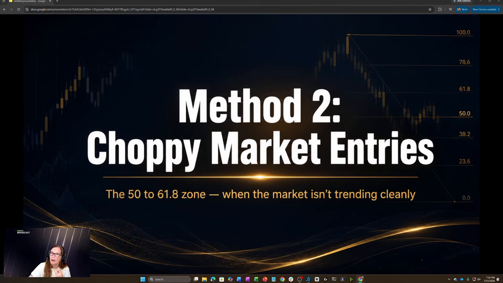Now let's talk about method number 2, which is choppy market entries. All right? And this is the one that I think saves traders more money than any other adjustment that they can make, because most traders use the same Fibonacci entry zone regardless of what the market is doing, and that is a significant problem.